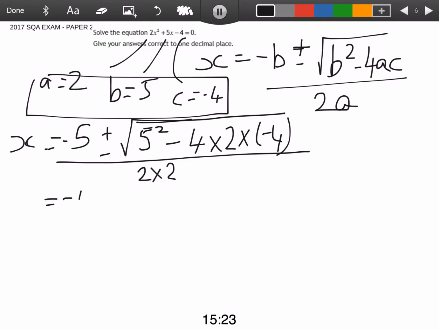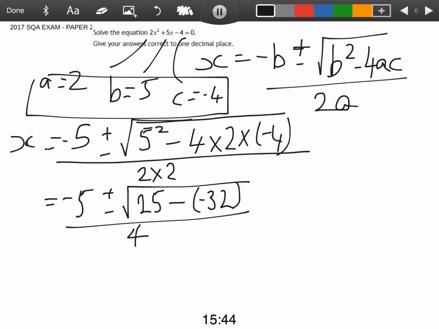Okay? Negative 5 plus or minus square root. 5 squared, 25. Take away 4 times 2 times negative 4. 4 times 2 is 8. Times by negative 4. 4 8s are 32. So it's negative 32. All over 4. Okay? Really what we've got here is negative 5 plus or minus the square root of 25 take away negative 32 is 25 plus 32. So what you've actually got there is 57, all divided by 4. For getting that 57 to this point, you have now got your second mark. You get your second mark for working out that 57 correctly.